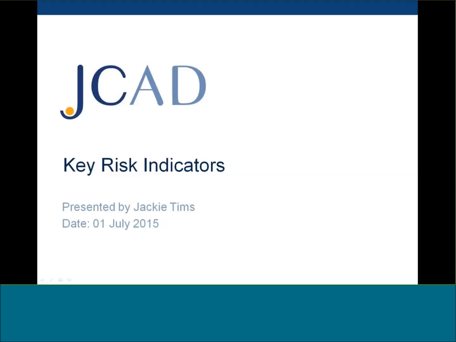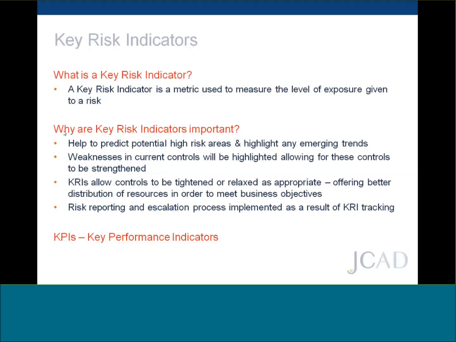This presentation will demonstrate the new KRI functionality within Core. A key risk indicator is a metric used to measure the level of exposure given to a risk or control. It provides the ability to add data to a particular risk or control so that it can be analysed and provide information to set up the correct controls and the levelling of the risk. The KRI functionality can also be used to set up KPIs, or key performance indicators, allowing performance metrics to be associated to risks and controls also.